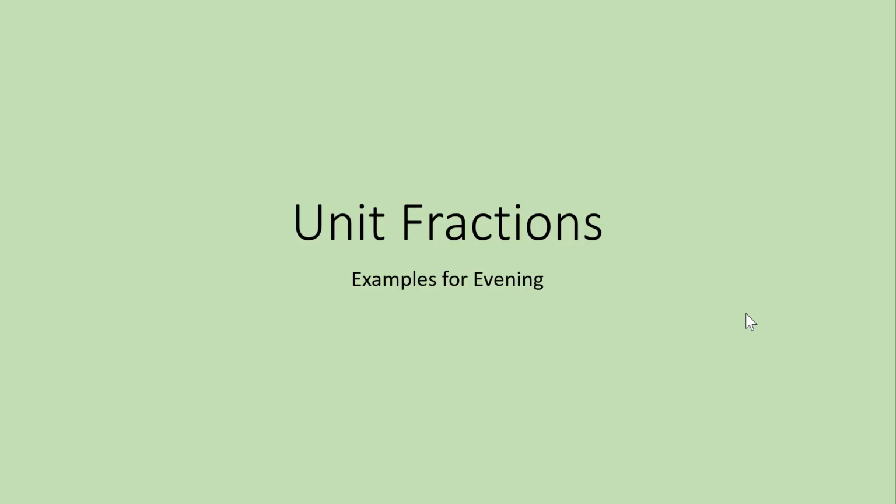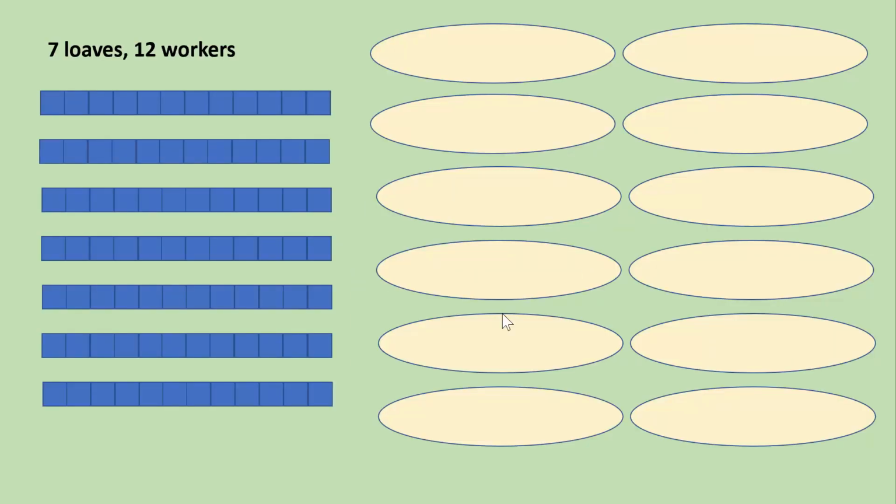Here I'm going to look at the examples for the showcase evening. That is the problems that we're going to ask parents to solve on the evening. So the first one is that we have 7 loaves of bread, and on the evening I'm actually going to supply them with loaves that are made of little plastic cubes so they can split them up.